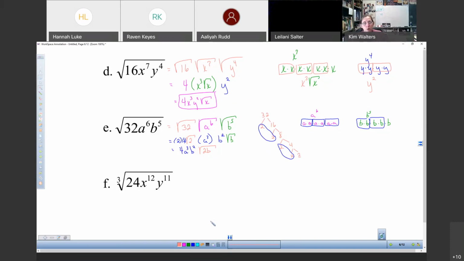So notice this next one, part F here, has a cubed root. For the cubed root, we're going to be looking for 3 of a kind. So when we simplify this, we're going to be looking for 3s of these things. Again, I can split this into the cubed root of 24, the cubed root of x to the 12th, and the cubed root of y to the 11th. I'm going to give you all a minute and see what you can do with the cubed root of 24.